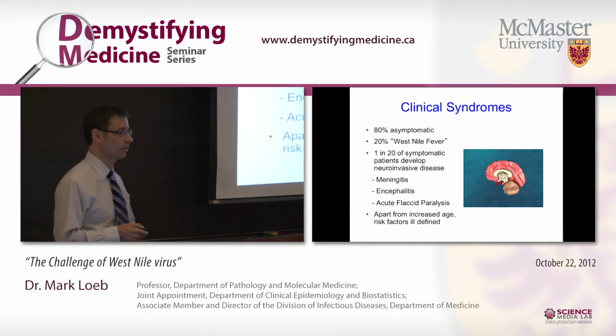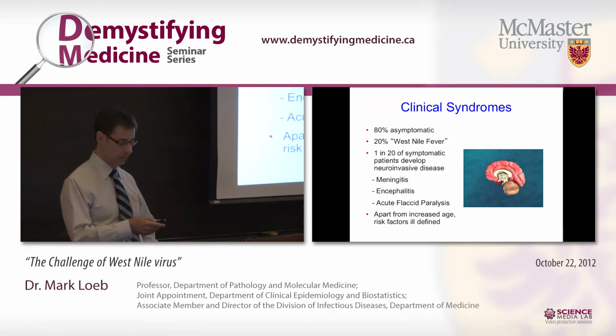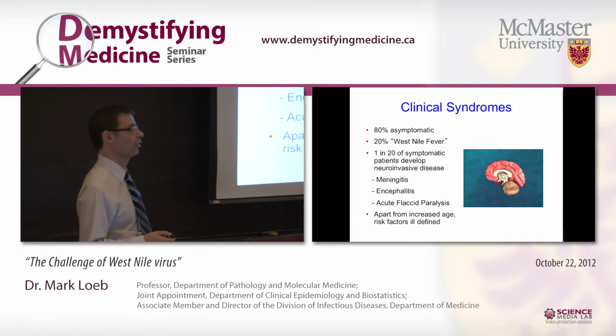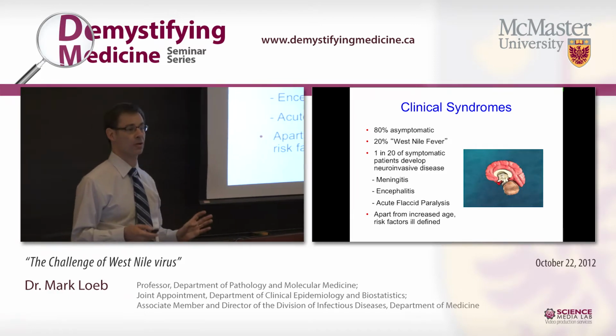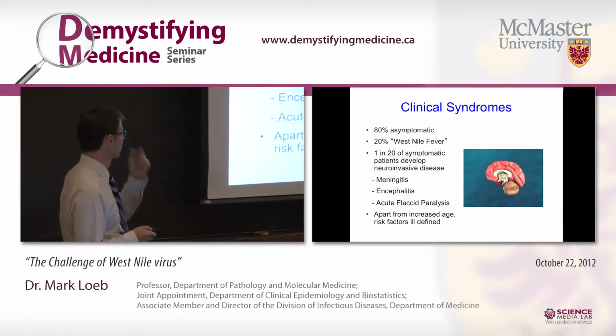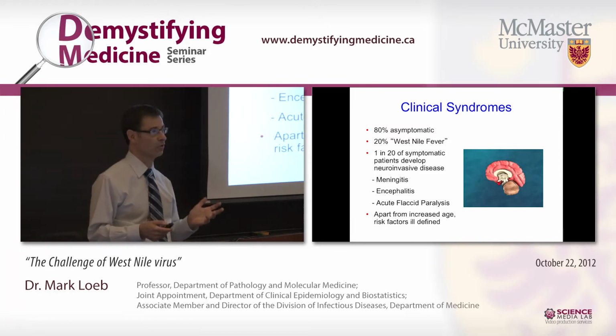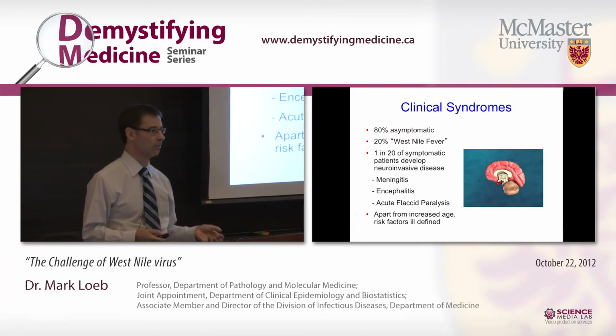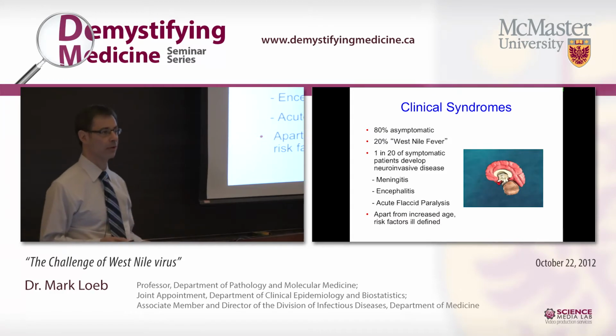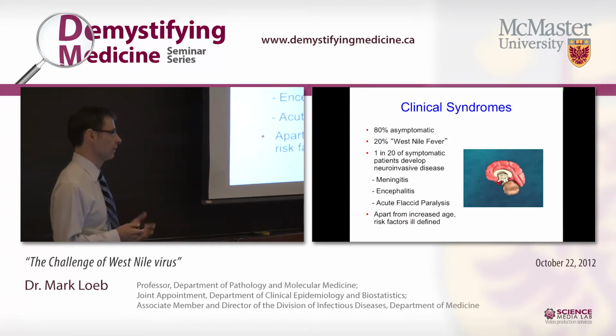So in terms of the clinical syndromes, the majority of people who get infected really won't even know it. They have no symptoms whatsoever. About 20% get something called West Nile fever. They develop fevers, chills, maybe some joint pains, maybe a rash, just like a flu-like illness that's self-limited.